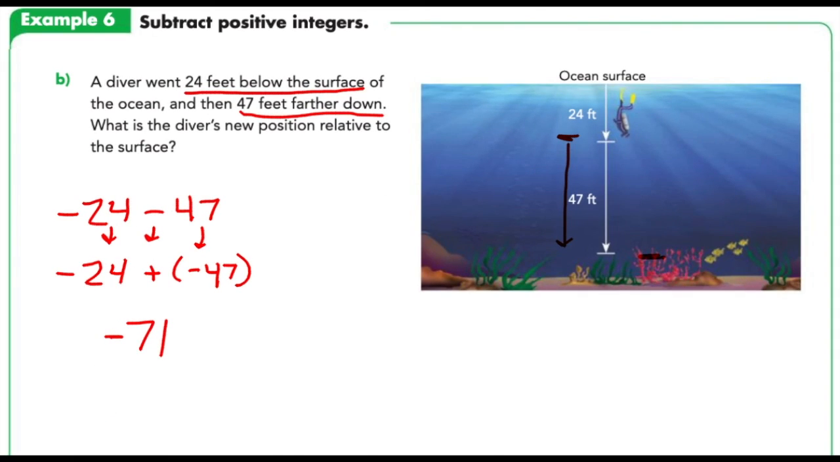And then to finish the problem, we would answer it in sentence form. It says relative to the surface, so we're going to have to use that surface in this. So we would say the diver's new position is 71 feet below the surface.